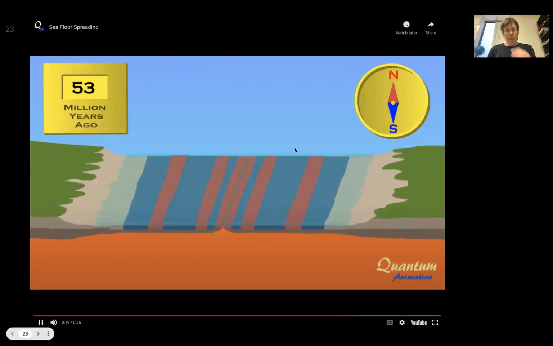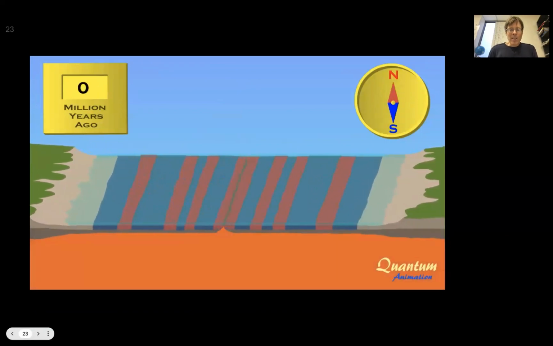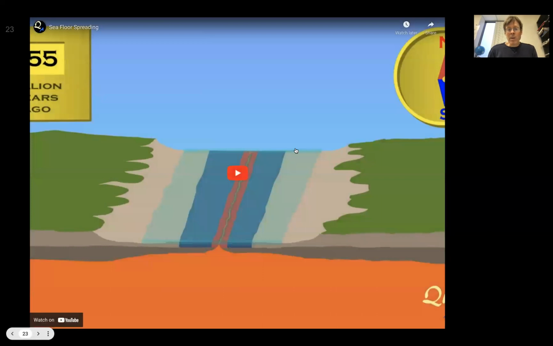And so we get this striping pattern. Now keep in mind, it doesn't mean that the rocks are blue and red on the seafloor. This is just to highlight the fact that they would have different magnetic properties.